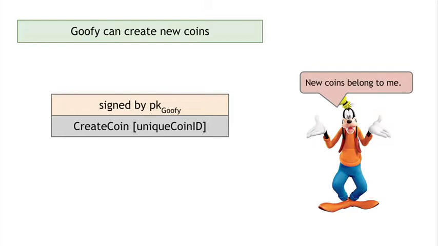So when Goofy makes a coin, it's represented by a data structure like this. Here you have the create coin operation, and there's a unique coin ID that Goofy generated, and then there's a digital signature that was put on it by Goofy, which anyone can verify. So anyone being given this can verify that the signature is valid and that it's a signature of this statement. And new coins belong to Goofy by definition, because those are the rules that Goofy made. So that's the first rule: Goofy can create new coins.